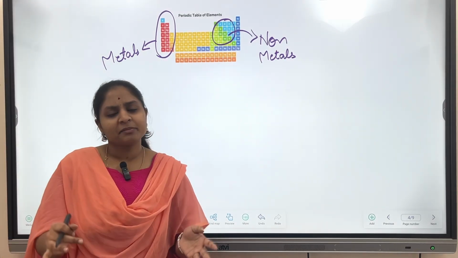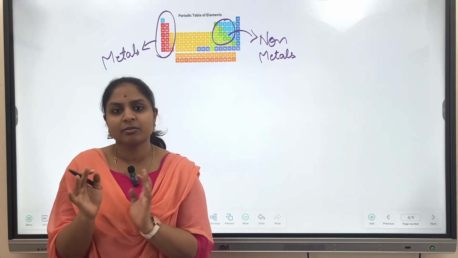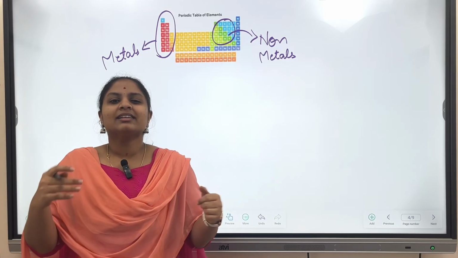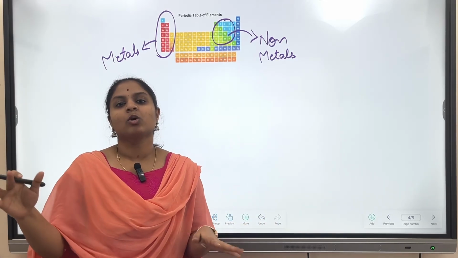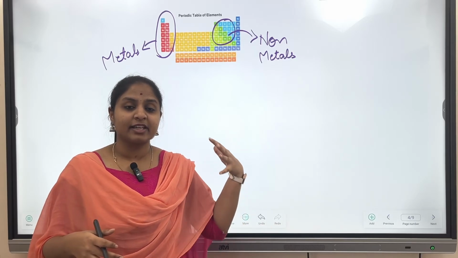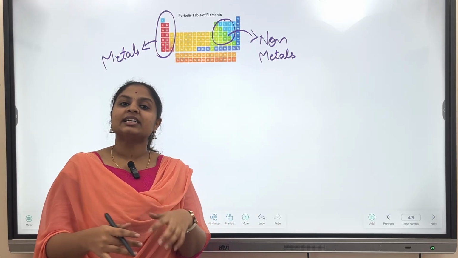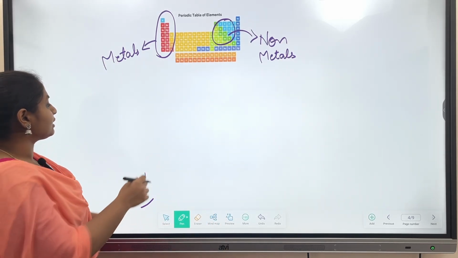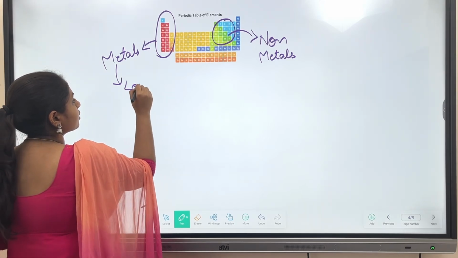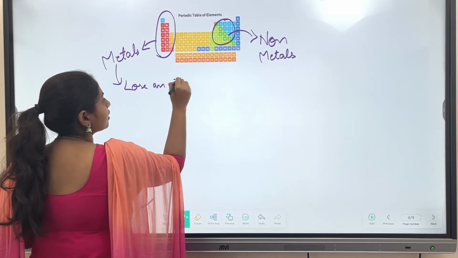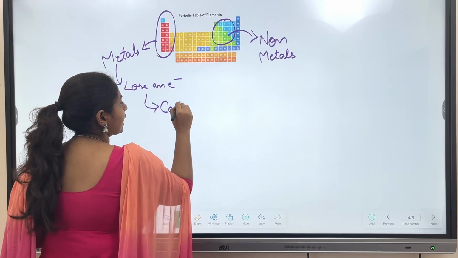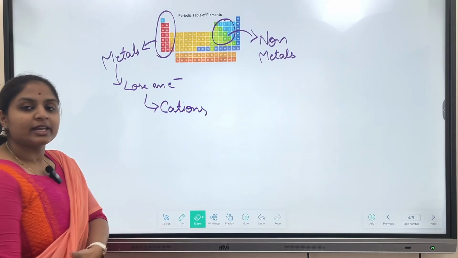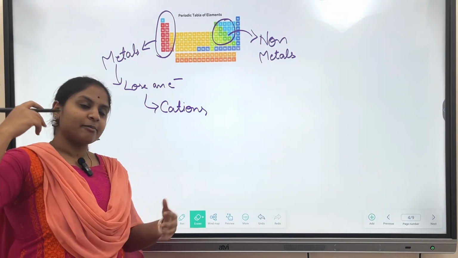Now these metals and non-metals, any element, they have a fixed number of electrons. We have already studied this. When they have a fixed number of electrons, they are like settled. But sometimes they don't want to settle. They are very active, very overexcited, playful. So at that time they lose an electron or gain an electron. So whenever a metal loses an electron, we call them cations.